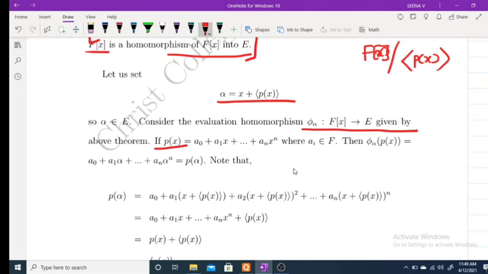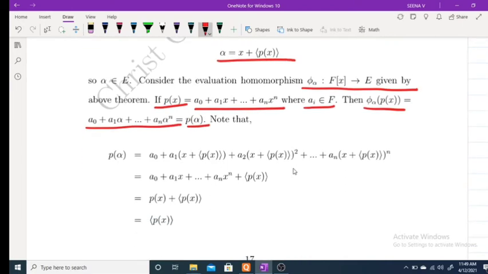Now let p(x) equal this, where a_i belongs to F. What is phi alpha of p(x)? It is a_0 plus a_1 alpha plus etcetera plus a_n alpha raised to n, which is p(alpha). And what we have to prove is that p(alpha) equals 0. Actually, we have to prove p(alpha) equals 0 in E.